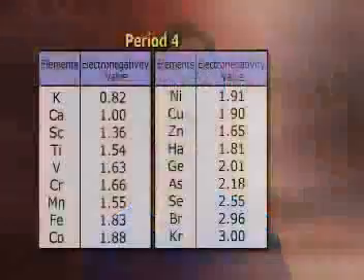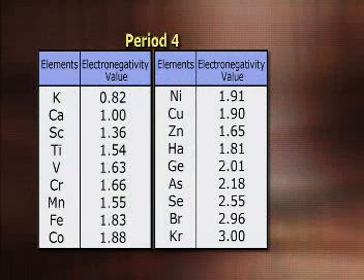For example, let us look at the period 4 elements. Besides a couple of exceptions, each element has a higher electronegativity than the preceding one. Elements on the left side of the periodic table have a higher tendency to form positive ions due to their low electronegativity. The elements on the right side have a higher tendency to form negative ions.